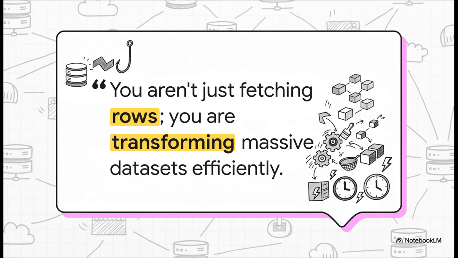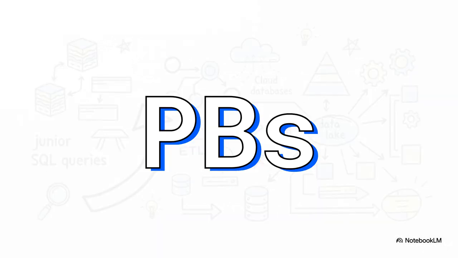The real job is to transform data, to clean it, to shape it, to make it genuinely useful, and this is the key part, to do all of that efficiently. That's the mission. And this is the kind of scale we're talking about. Petabytes. I mean, that's 1,000,000 gigabytes. It's a staggering amount of data.